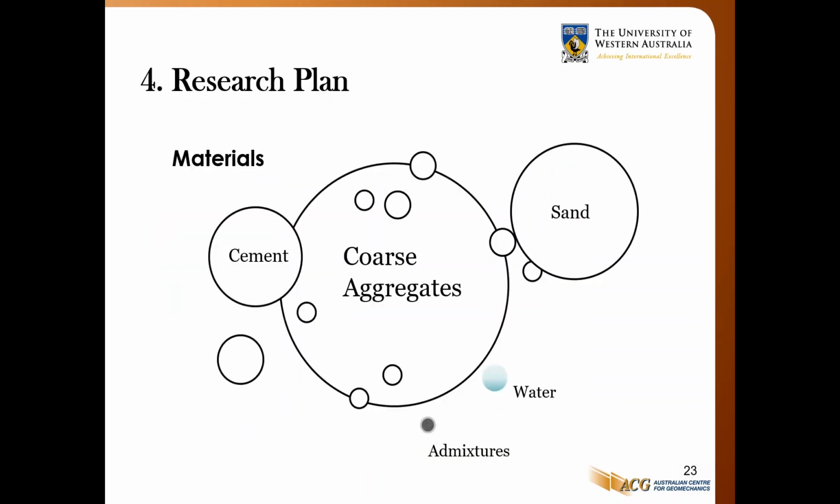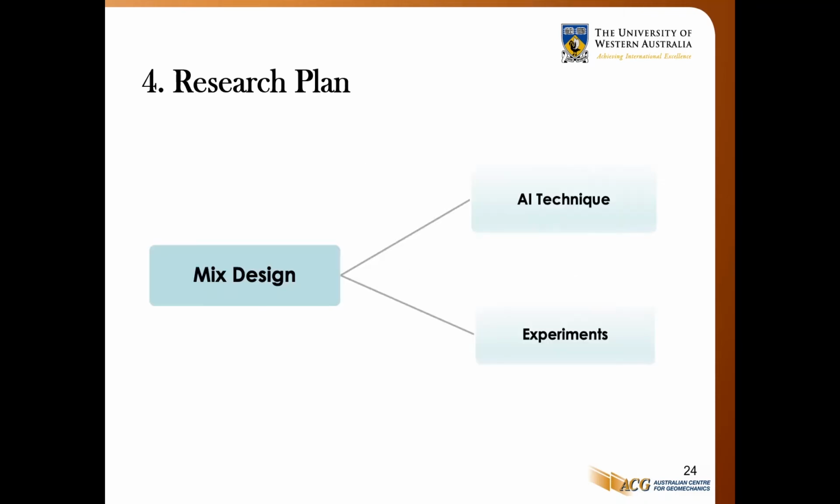I'm going to do this project with the shotcrete mix design to design the shotcrete. Usually in the shotcrete, the conventional ingredients include the cement, the coarse aggregate, and sand. Usually sand includes the coarse sand and the fine sand, and admixtures and water. I will do this project via two aspects. One is to use the AI technique, and one is to conduct experiments.